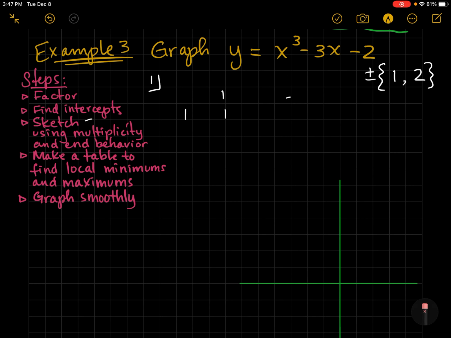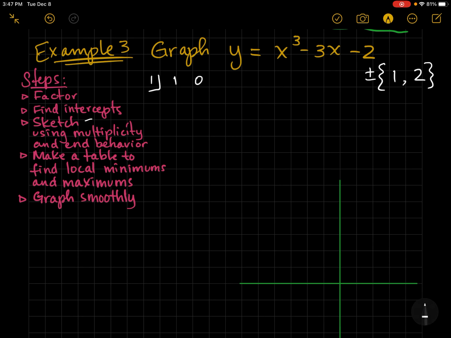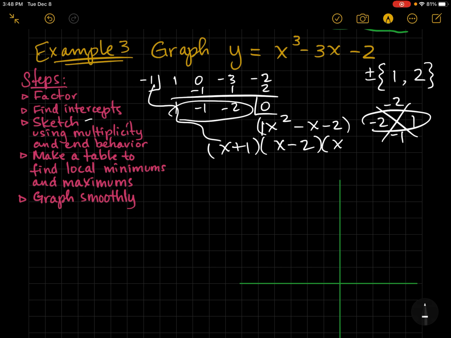Ooh, close, but that didn't work. I'm going to try negative 1. I was writing a little large, so I'm going to just rewrite this. And I'm going to try negative 1. Hey, there we go. We got a 0. So that's wonderful. So remember, once we have the quadratic, we go ahead and factor that. And I'm going to try a diamond. 2 and 1, negative on the 2. And don't forget, we still have this one. And we're done because the leading coefficient is 1.